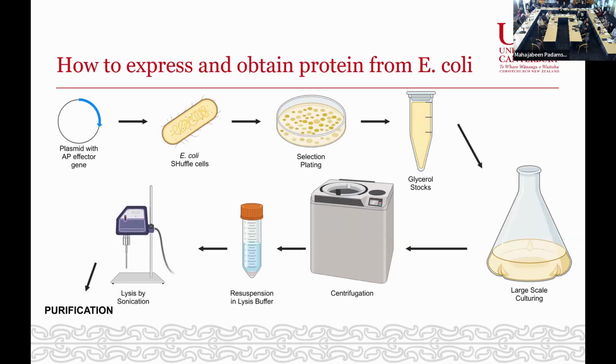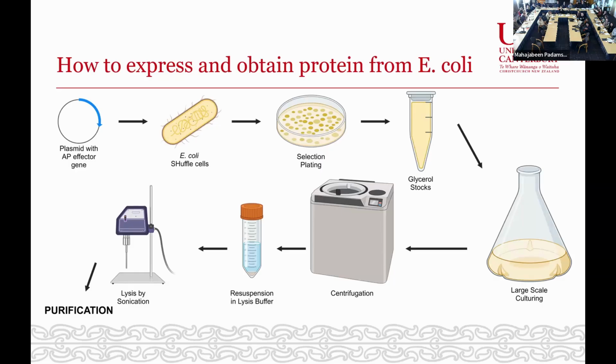We can then transform that, usually by heat shock. You just heat the bacteria to 42 degrees and then they take up this plasmid. We're using these things called SHuffle cells, which are just a special type of E. coli that are really good at producing disulfide bonded proteins. And then again, like I said, you can select for them and then you can go into culturing.